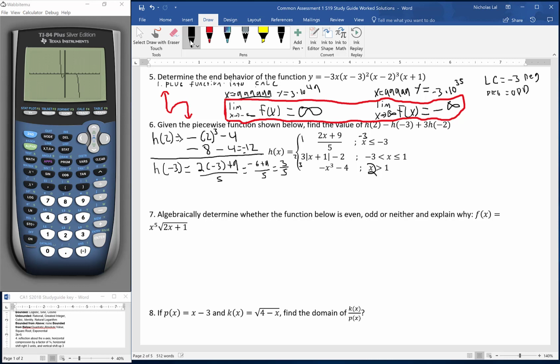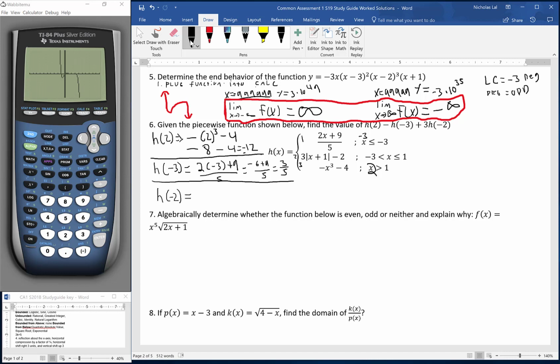And our last thing to analyze is 3h of -2, so let's just find h of negative 2 here. h of negative 2 is equal to, well, negative 2 is not less than or equal to negative 3. Negative 2 is not greater than 1. Negative 2 is greater than negative 3, but less than 1. So we're going to plug it into the second equation.